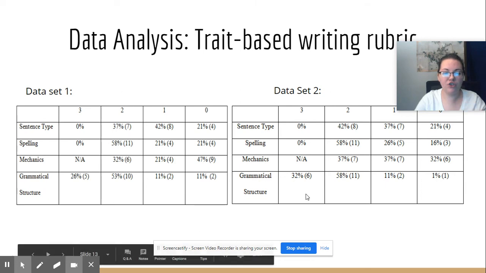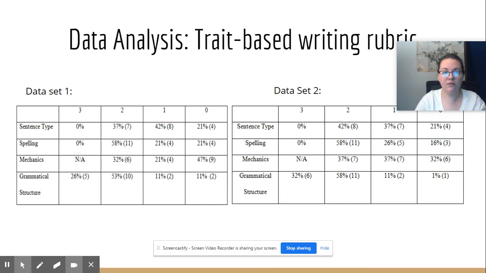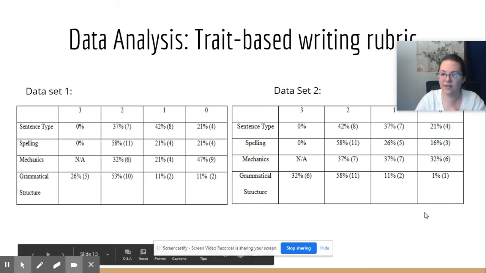In grammatical structure, before implementing, we had 5 students get a 3, 10 students get a 2, 2 students get a 1, and 2 students get a 0. After implementing, we had 1 more student get a 3, so 6 students got a 3. 1 more student got a 2, so 11 students got a 2. 1 student moved from a 0 to a 1, so 2 students got a 1 and 1 student got a 0. So we did see quite a bit of improvement.